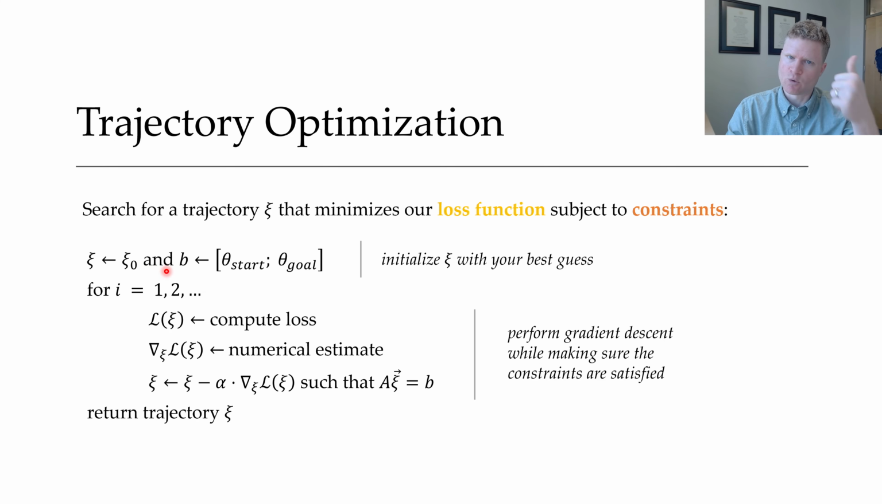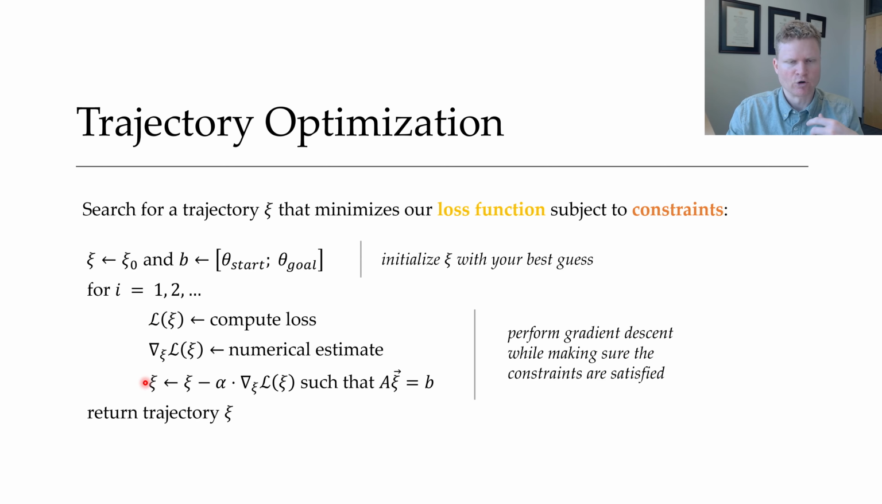The other thing I know is where the start and goal positions should be. So I'm going to write down for B: make sure you start here and you end here. This is going to define my constraint. Okay, so I've initialized my trajectory and I've said where the start and end need to be. Now I can go through my for loop. Within this for loop, I'm going to be updating my trajectory to try to minimize my loss function subject to the constraint. And then finally, I'm going to return my optimal trajectory at the bottom.